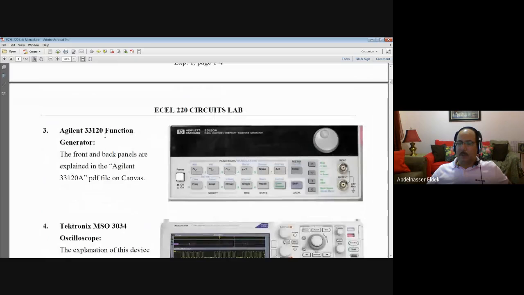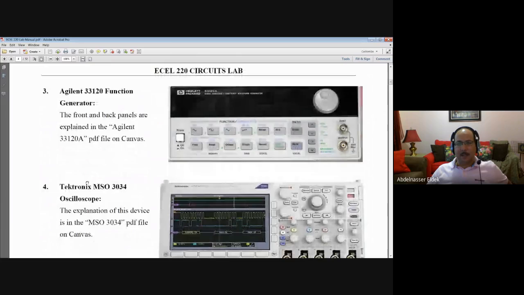The next device is a function generator. The function generator is a power supply, the same as the previous one, but the previous one was a DC power supply. This one is a function generator, which means that it can generate any wave, for example, sine wave, square wave, and so on. Here you see you have a sine wave, square wave, rectangular, and so on. This is a function generator. And you will find also a file called the Agilent 33120A on Canvas that explains this device.